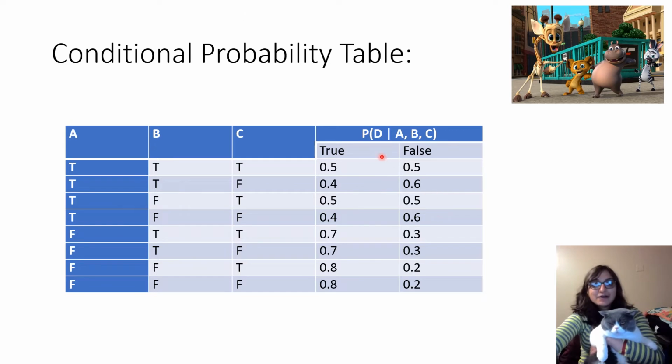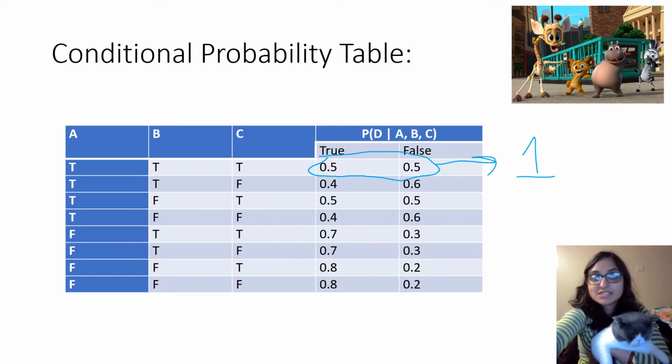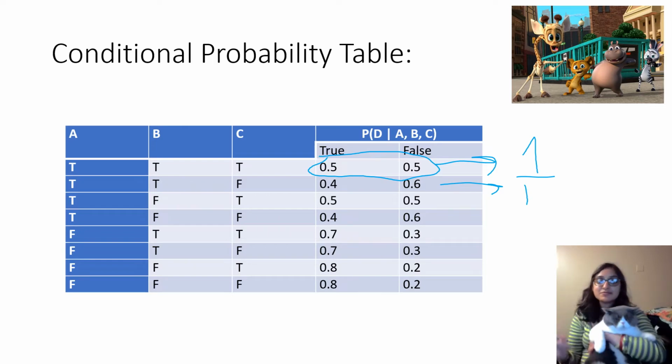For these 8 outcomes, we want to see the probability that D, which is also a Boolean random variable, so it can have true or false outcomes, is true or false. I'm showing you what the answer would be, but we're going to walk through them. Each of these will sum up to 1, because it's a breakdown. How you interpret this is that if A is true, B is true, and C is true, then D has a 50-50 chance of being true or false.